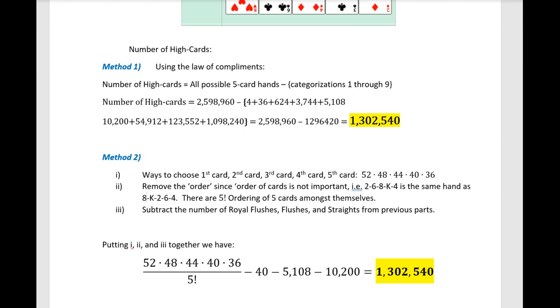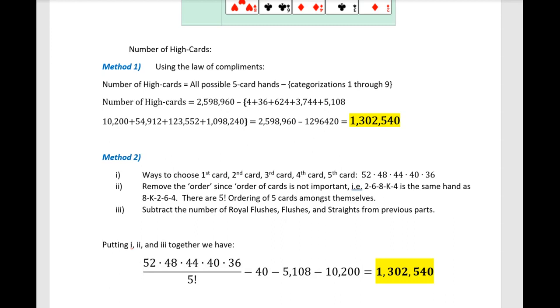So that's why in the first part of the formula here, I'm dividing by 5 factorial. Now from this, we're going to remove all of the various types of flushes. That's the straight royal flush, just a straight flush, and then straights. Those were found earlier, and then we get the same total, 1,302,540. So this would be the second method.